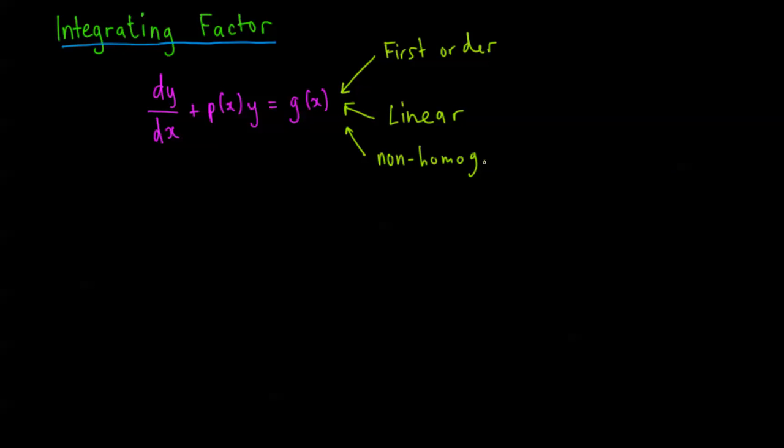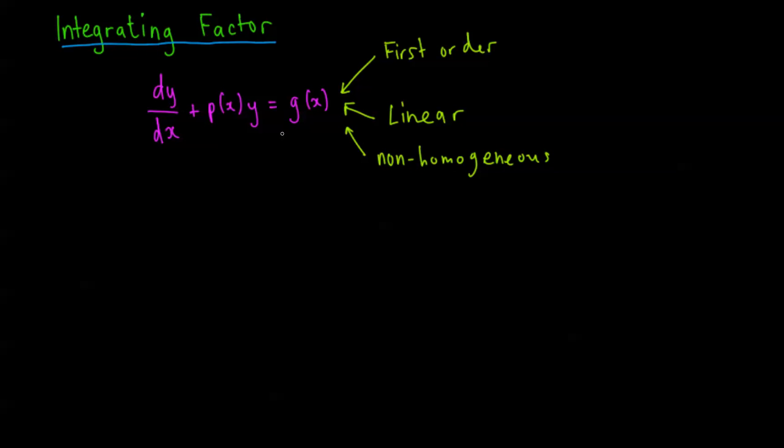Non-homogeneous means the right hand side is not equal to 0. However, this function g of x could equal 0 and be a homogeneous ODE, and then we could still use the integrating factor technique to solve that.